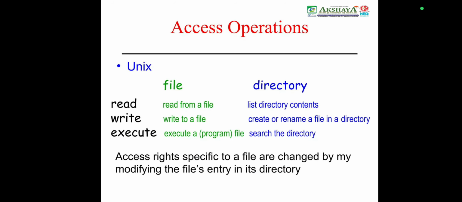Access operations. Some access operations on files and directories are present in Unix. For example, you can read data, meaning read from a file; list directory contents are present. Write to a file. Create or rename a file in a directory. Execute, to execute a program or a file in a directory. Search the directory. Access rights specific to a file are changed by modifying the file entry in its directory.